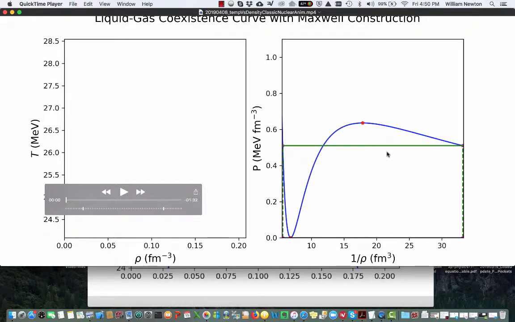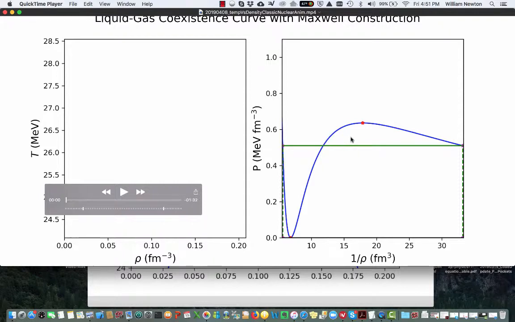And that is the thing that dictates where I put this horizontal line. I place it such that the area under the horizontal line matches the area under the blue line. Or in other words, the area between the green horizontal line and the blue line above it in this region here is equal to the area between the horizontal green line and the blue line below it here. So this area and this area have to be equal.